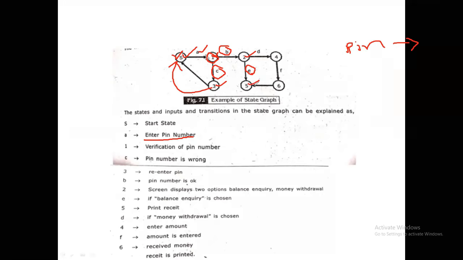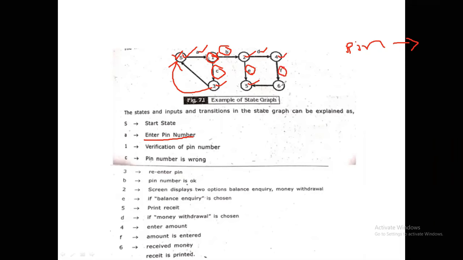Print receipt. And coming to D, if you press money withdrawal, then the state of the system changes from 2 to 4. So here you are going to give the input. What is the input? Enter amount. That is the input F.